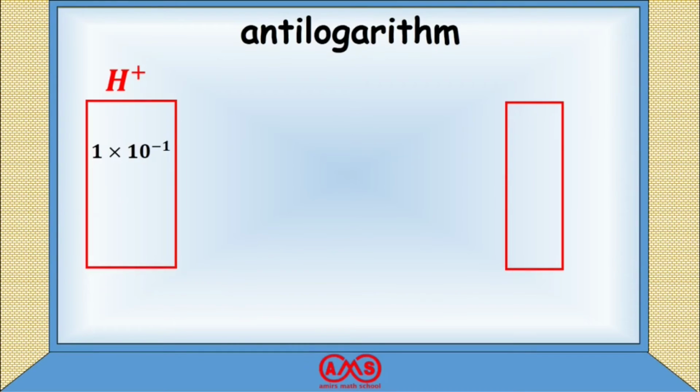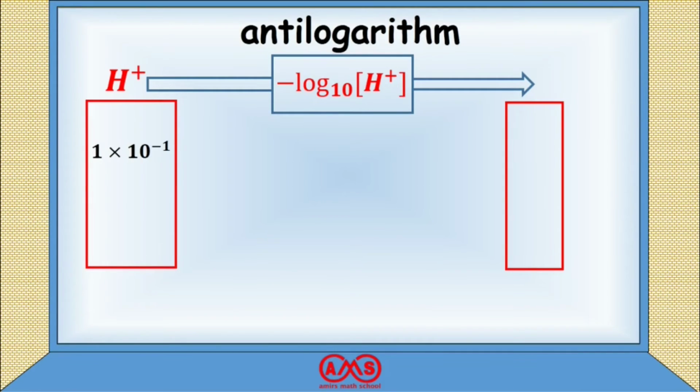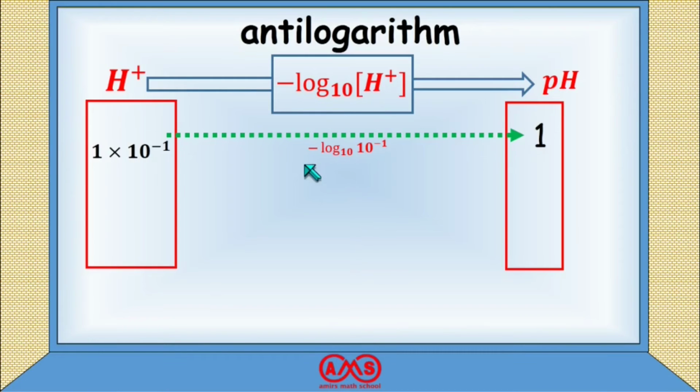Suppose this value of H plus, that is 1 into 10 to the power minus 1, is processed with the logarithm minus log 10 base H plus, and gives the value of pH, which is 1. If we substitute the value of H plus in this logarithm, that is minus log 10 base 10 to the power minus 1, in that case we will get the value 1, which is the value of pH. Now if we want to find for which value of H plus we get this value of pH 1, that is, we want the initial value back, in this case we have to go through another process that is called anti-logarithm.